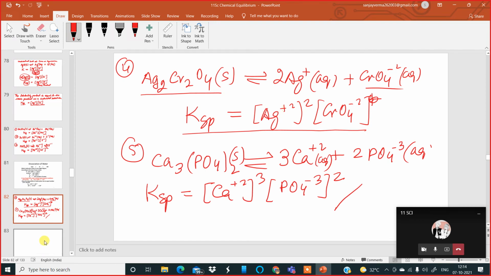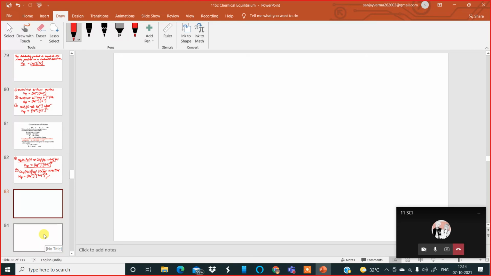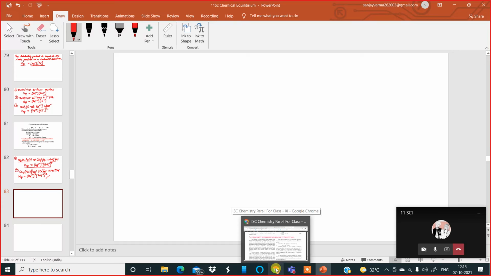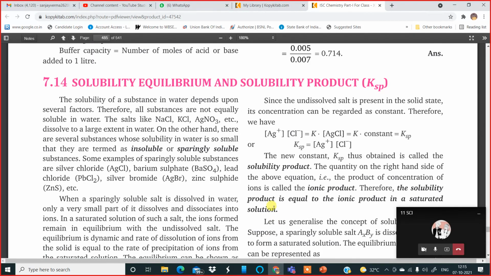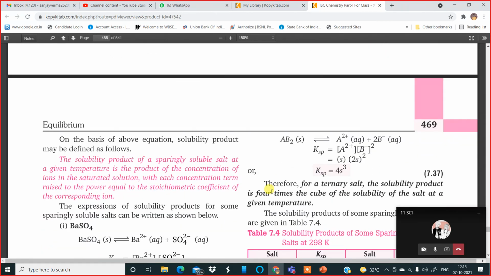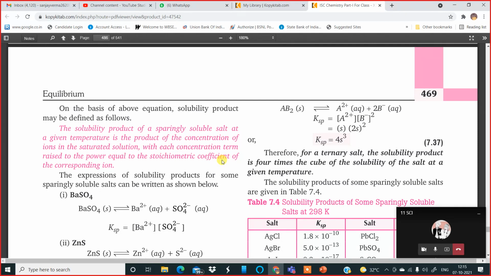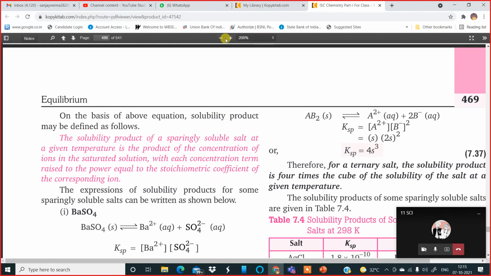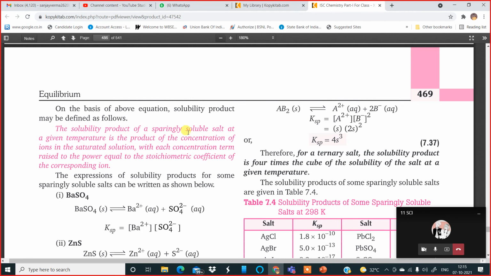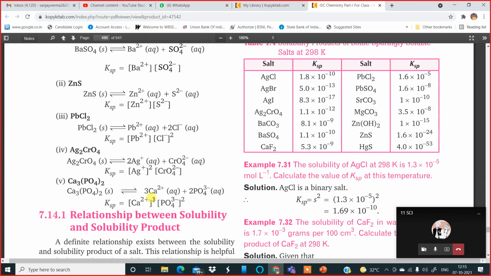Now I would like to define once more what is solubility product. The solubility product of a sparingly soluble salt at a given temperature is the product of the concentration of ions in the saturated solution. You can see the definition on page number 469 of the textbook, which I am sharing on the screen. The solubility product of a sparingly soluble salt at a given temperature is the product of the concentration of ions in the saturated solution with each concentration term raised to the power equal to the stoichiometric coefficient of the corresponding ion. So that is what we have done in these examples.